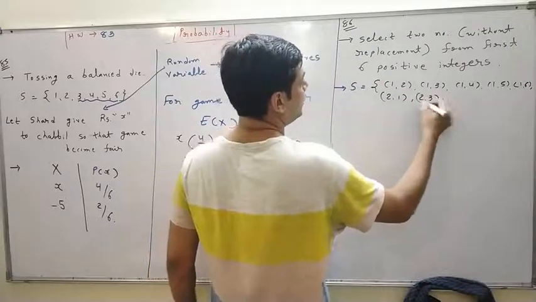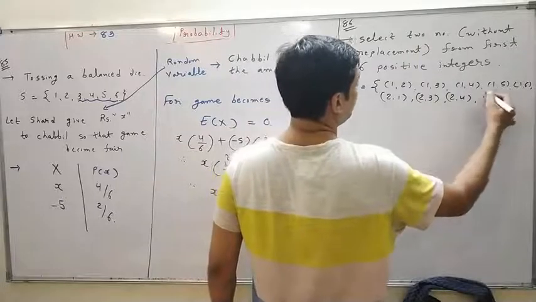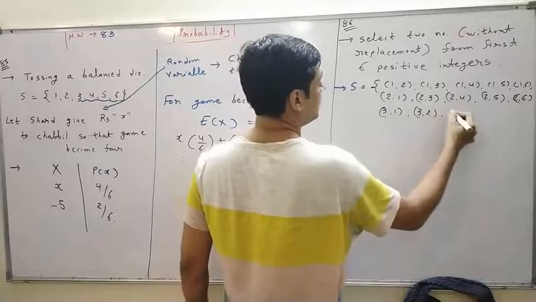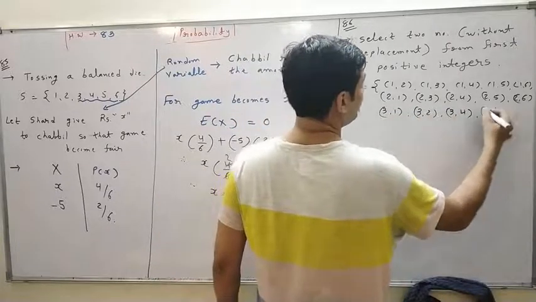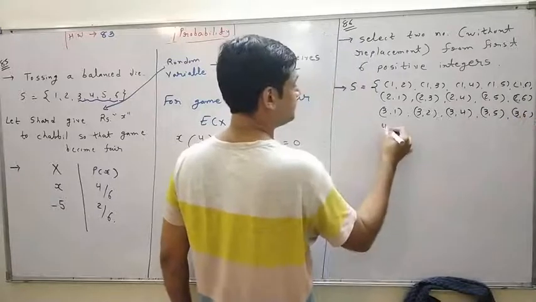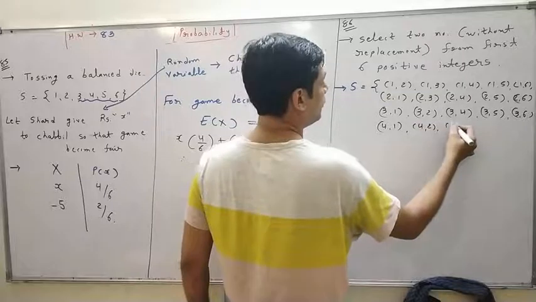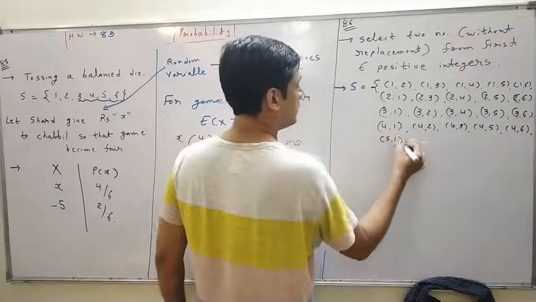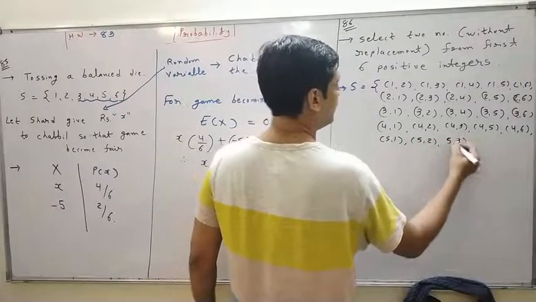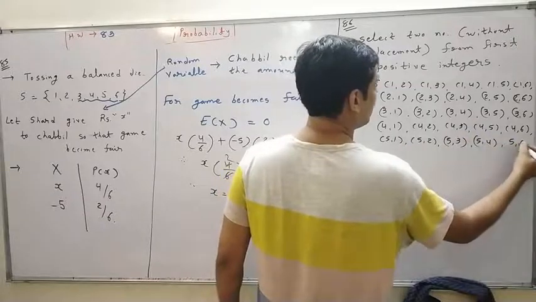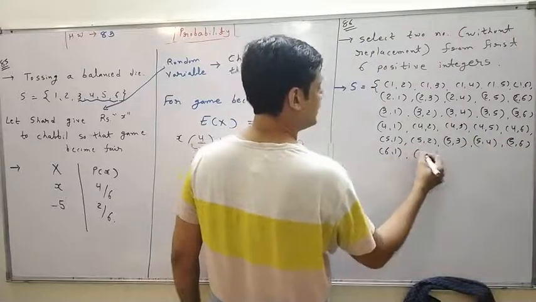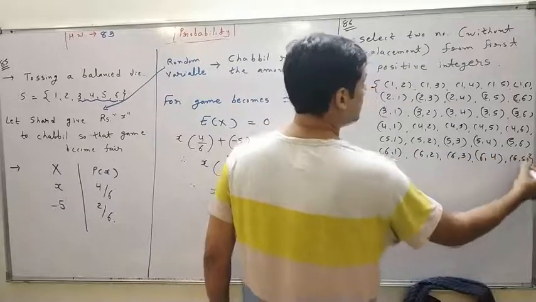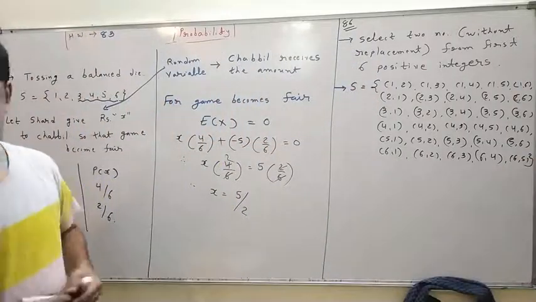2 1, 2 3, 2 4, 2 5 and 2 6. 3 1, 3 2, 3 4, 3 5 and 3 6. 4 1, 4 2, 4 3, 4 5, 4 6. 5 1, 5 2, 5 3, 5 4, 5 6. 6 1, 6 2, 6 3, 6 4, 6 5. This is your sample space. Now your random variable is the larger of the two numbers.